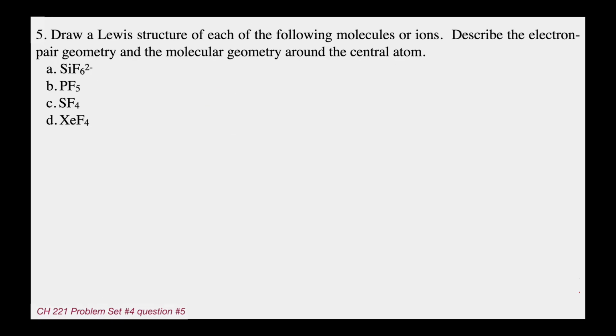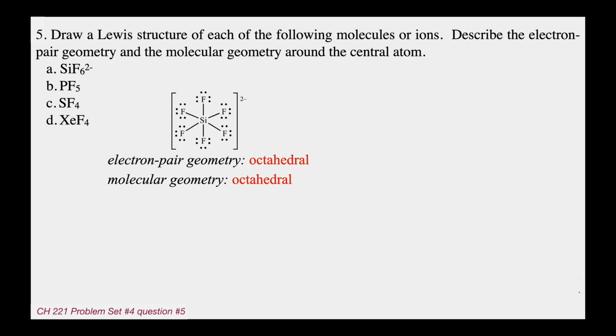Draw a Lewis structure for each of the following molecules or ions. Describe the electron pair geometry and molecular geometry around the central atom. Okay, so this problem is a lot like the last problem, only with this problem, we're going to look at some examples where we get into the octahedral and trigonal bipyramid system. So I'm going to assume that you can draw the Lewis structures by yourself, and then you can use the Lewis structure to interpret what the EPG and MG will be using the geometry and polarity guide or something like that. So the first one, silicon, is in the middle of 6 fluorines.